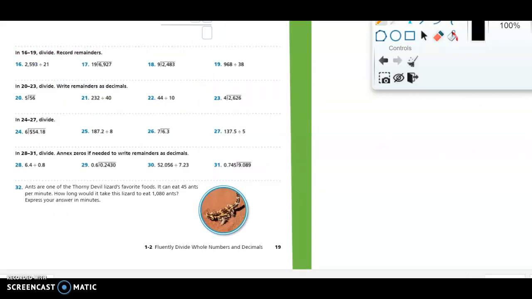All right, now let's go over number 32. I like these types of problems. So, answer one of the thorny devil lizard's favorite foods. It can eat 45 ants per minute. How long would it take the lizard to eat 1,080 ants?